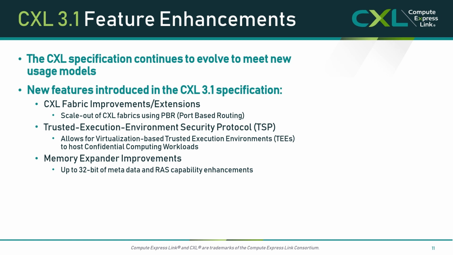The additional thing that was looked into is the ability to support CXL attached memory in confidential compute environments. That required you to support the TSP protocol, which is the Trusted Execution Environment Security Protocol. We had, at a baseline, memory link encryption, but you needed something more than that to allow for confidential compute. So, TSP was added to the CXL 3.1 specification, and there were some other memory expander improvements to increase the metadata as well as RAS capabilities of the CXL 3.1 specification.